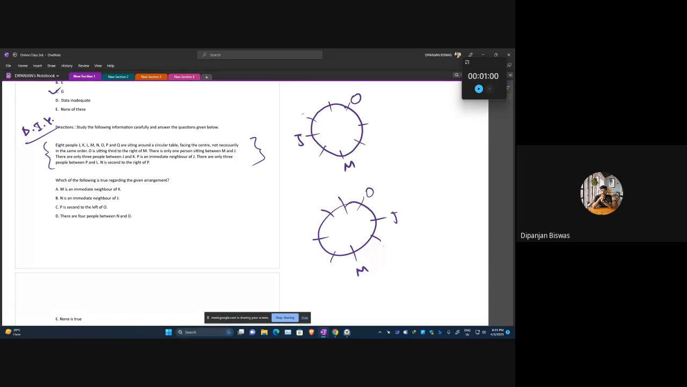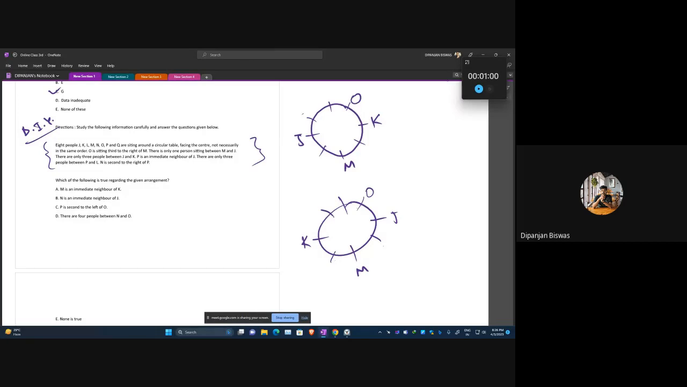There are only 3 people sitting between J and K. Okay, leave 3 people from J. So K should be here. Again, if you count in this direction, again leaving 3 people, K should come here. So this is the obvious place for K. You don't have to draw two possibilities for it.